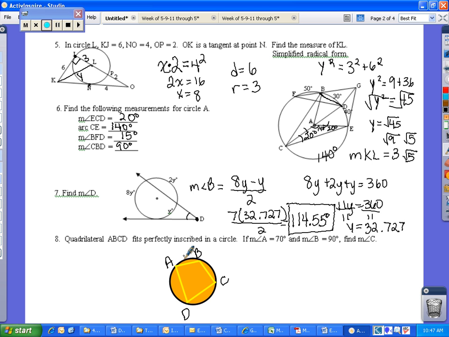Okay, angle A is 70 degrees. Now, if a quadrilateral is inscribed in a circle, I know that opposite angles are supplementary, meaning they add up to 180. So if this angle and this angle add up to 180, what is this one? It's 110. So angle C is equal to 110 degrees. If I wanted to find angle D, I could say that angle B was 90, and therefore angle D was also 90 degrees. But angle C is 110.